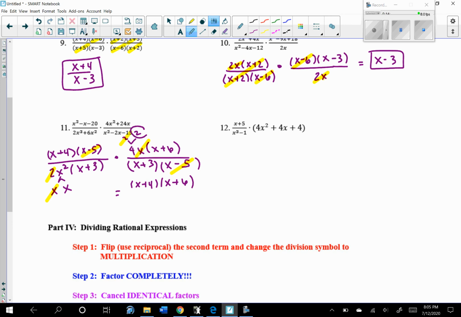And then don't forget we also had this 2 that did not cancel out. So I'm going to put that in front, divided by, and again we have this x here. So x times x plus 3 times x plus 3, so we can write that as x plus 3 squared. Now again, technically this is not completely simplified because you would have to multiply, FOIL, and combine like terms, but we're going to leave it in factored form for now just to practice the steps.